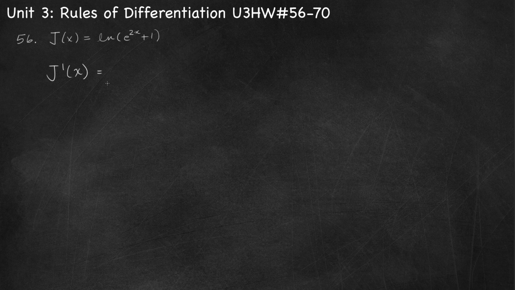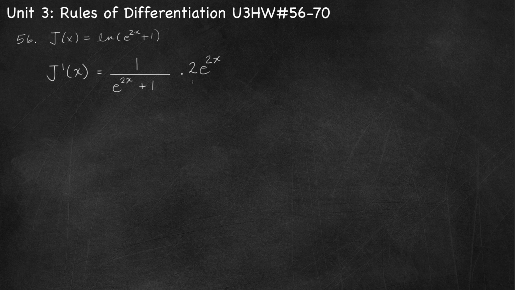And we're going to use our natural log rule. So this is in the form of the natural log of stuff. So derivative of natural log of stuff is 1 over stuff times the derivative of the stuff. So it'll be 1 over the stuff, e to the 2x plus 1, times the derivative of e to the 2x plus 1, which is e to the 2x times 2. So this is a double chain rule problem.